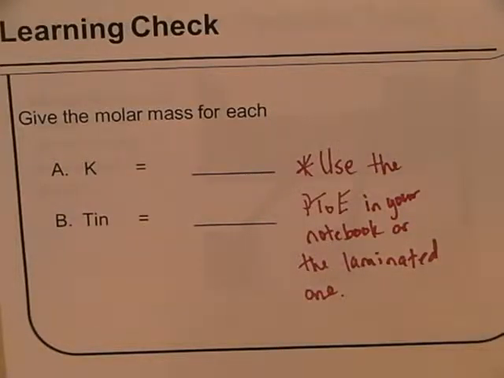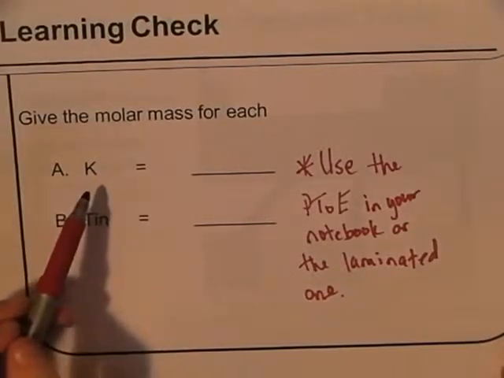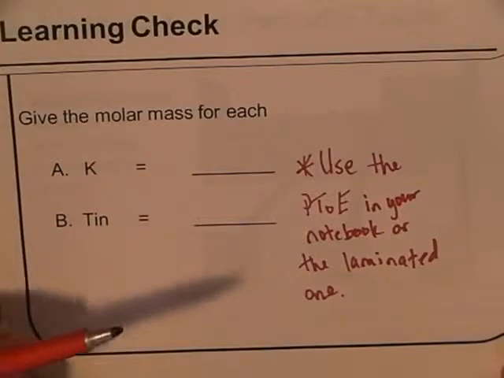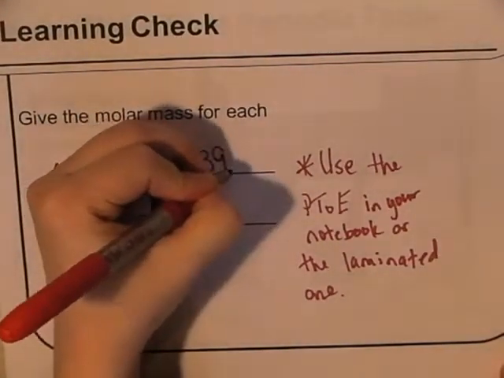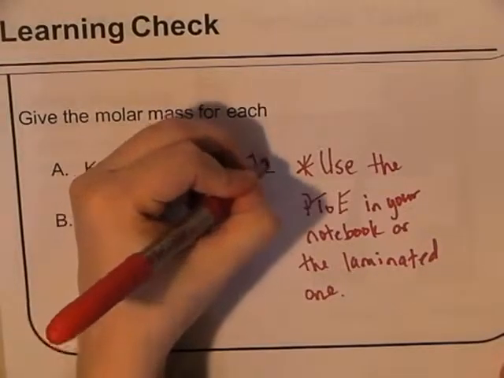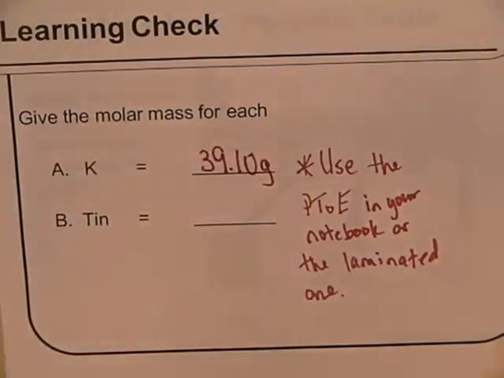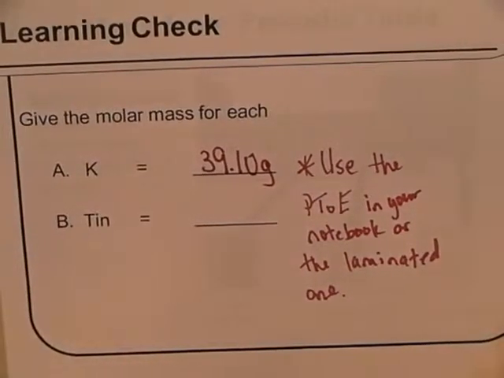You can use the one on the wall, but you're going to have to do a lot of rounding, and then your numbers may be a little off from mine. So just keep that in mind. If you look up potassium on that periodic table, you should find that it says 39.10, and then you just attach grams to the end. That's it. Molar mass done. You found it. Good for you.